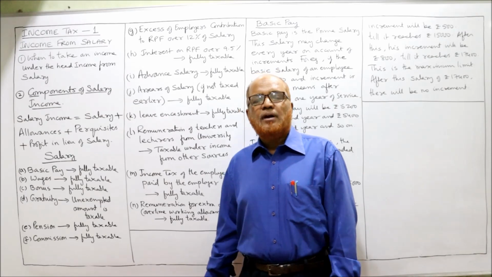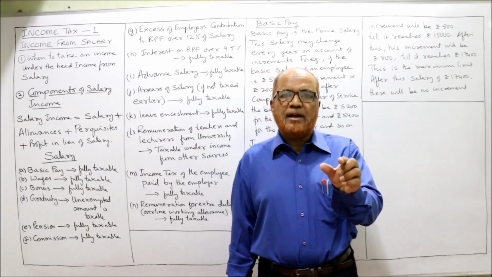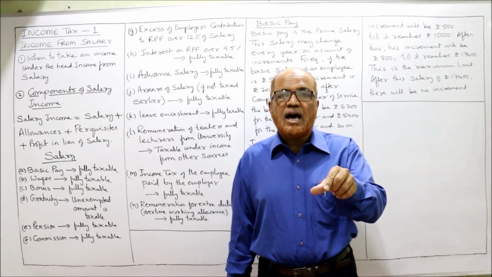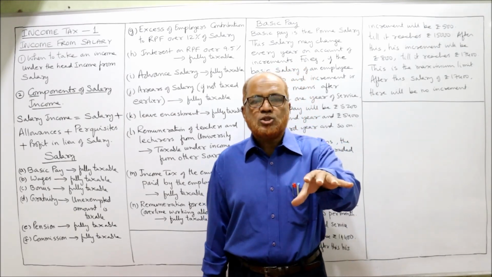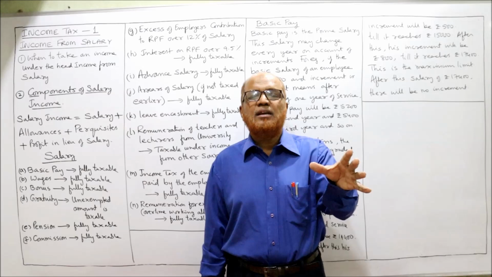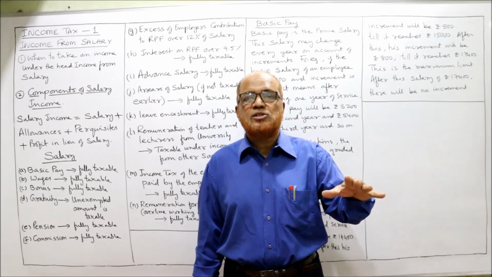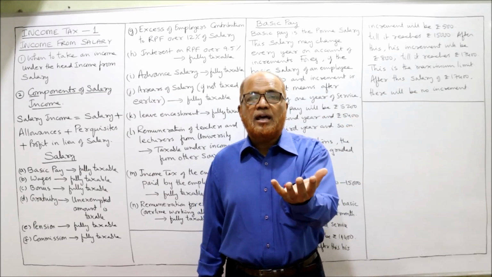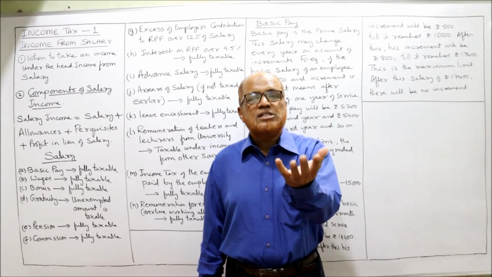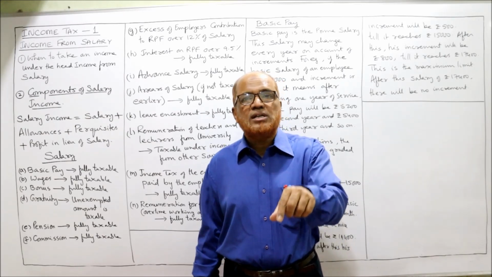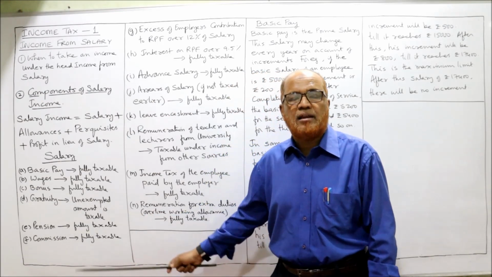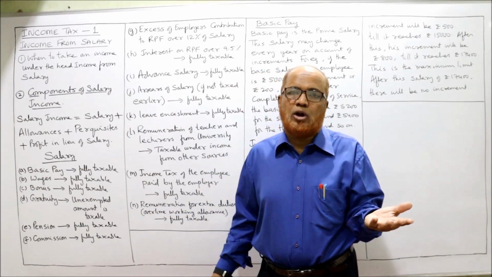Then gratuity. Gratuity is the amount which is paid at the time of retirement by the employer to the employee. Then regarding gratuity, a number of provisions are given by Income Tax Act. In the coming video, I will explain you in detail regarding gratuity taxability, how much it is taxable, how much it is not taxable. Here, if unexempted gratuity is there, it is taxable under the head salary. If it is exempted, it will not be taken.